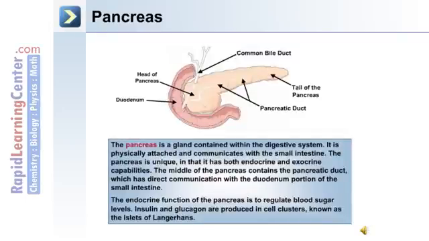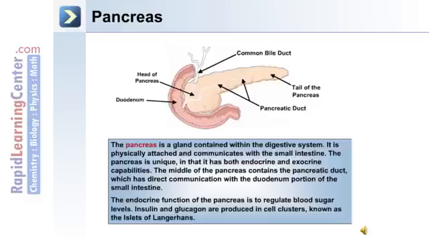The pancreas itself is made up of a head and tail, which are connected through the pancreatic duct. The pancreas is situated adjacent to the duodenum of the small intestine, and the common bile duct from the liver and gallbladder pass through this region. The pancreas is physically attached and communicates with the small intestine.